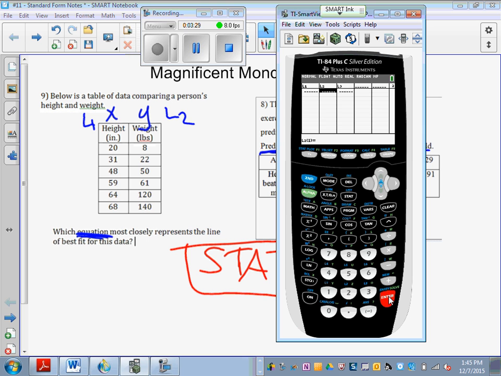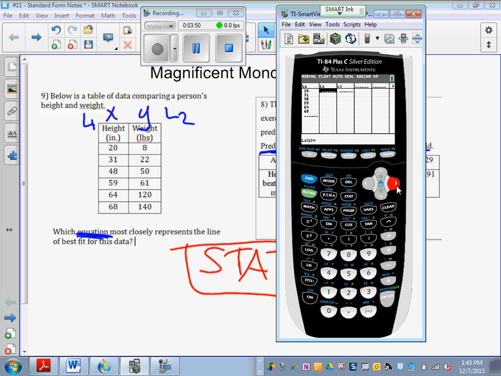Okay, so let's put our information in list 1. So we have 20, 31, 48, 59, 64, 68. And again, double check to make sure the numbers are correct. You don't want to lose points just because you put in the wrong numbers.